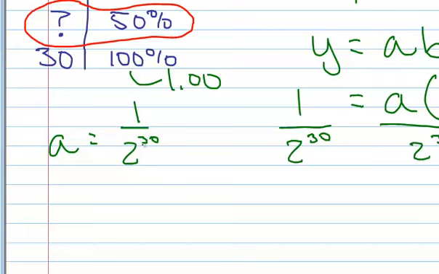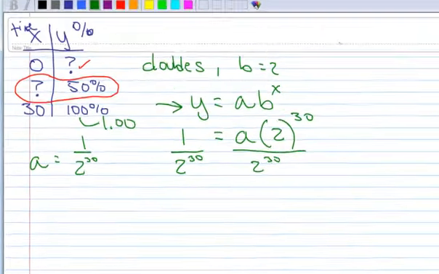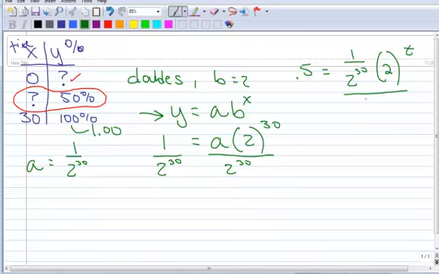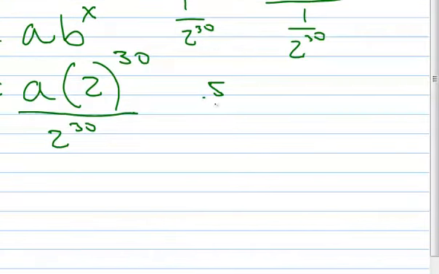Well, that's my a. So now I can go back to this formula right here, and I want to know when it's half covered. Here's my a, 1 over 2 to the 30th times 2 to the t, and I'm solving for t. This half is my 0.5 here. So I'm going to divide both sides by the a, 1 over 2 to the 30th. Now I have 0.5 divided by 1 over 2 to the 30th equals 2 to the t power.